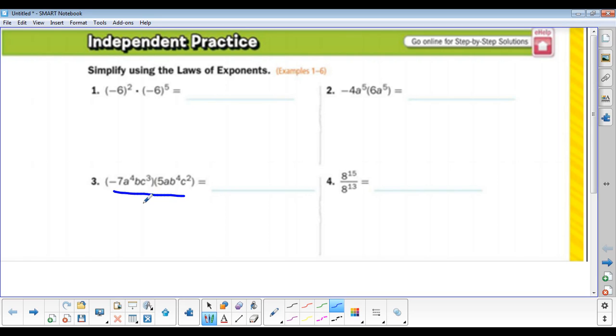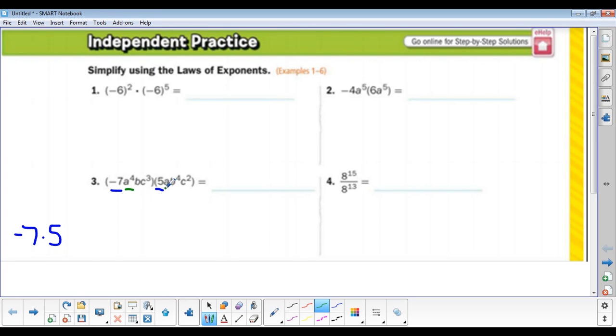So typically the first thing I do is reorganize the information. I like to start with my numbers. So here we have -7 times 5. That's going to be the first part. And then from there, I look at each base. Remember, the bases are the things being multiplied that have exponents.